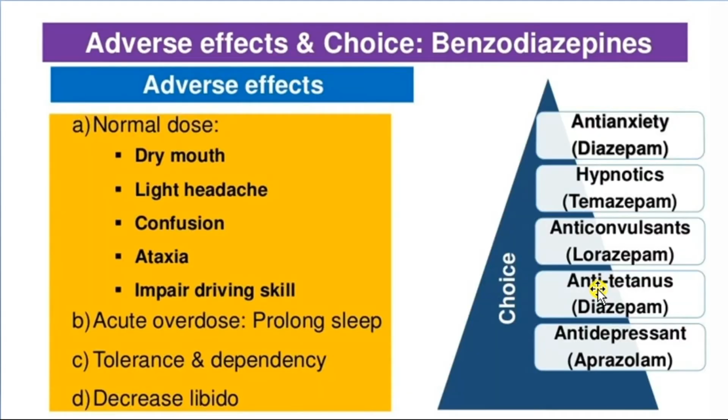Adverse effects and choice of benzodiazepines. Adverse effects at normal dose: we have dry mouth, light headache, confusion, ataxia, impaired driving skill. In acute overdose, we have prolonged sleep, tolerance and dependency, decreased libido.